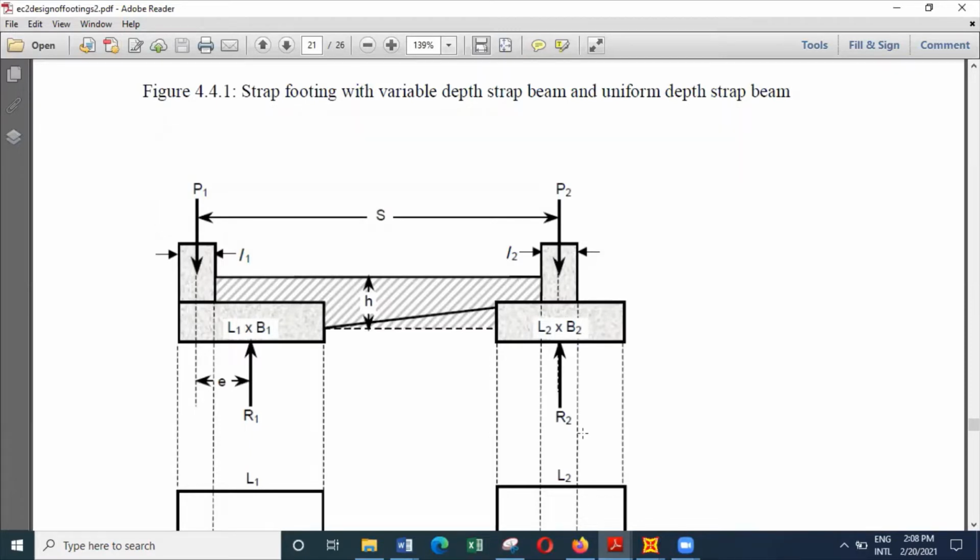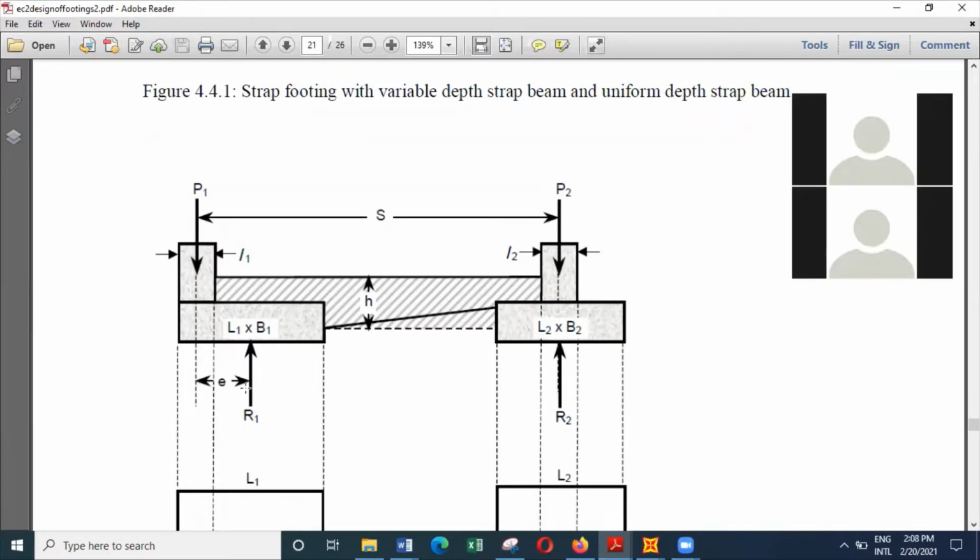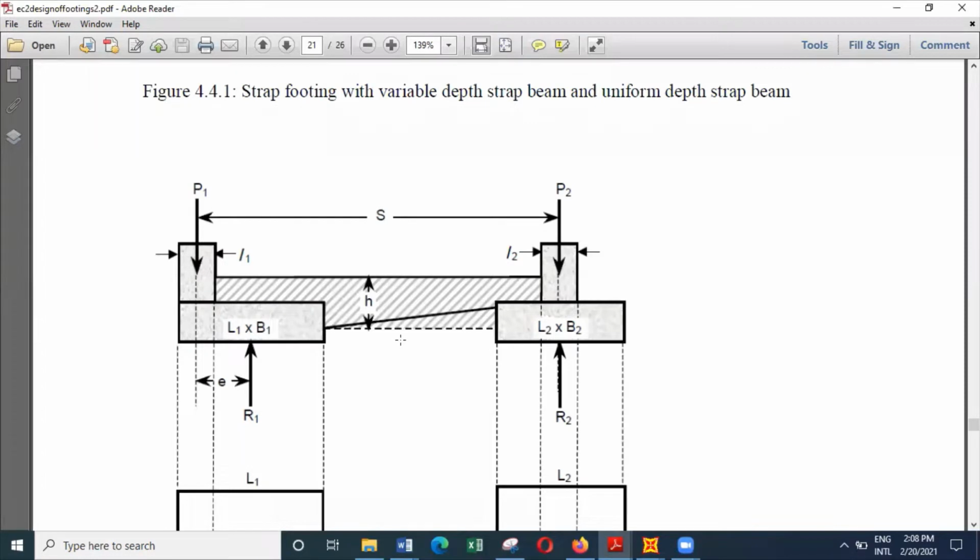So there can be so many different solutions. You have to select something reasonable for the eccentricity, which will finally decide the size of this particular outer footing. So with an example, we'll see how to handle this. And when you know R1 and R2, we know the pressures acting from below on both these footings. And if you know the vertical force and the pressure acting from below, it's possible for us to draw a bending moment and shear force diagram.